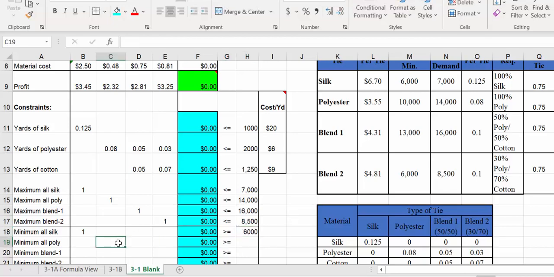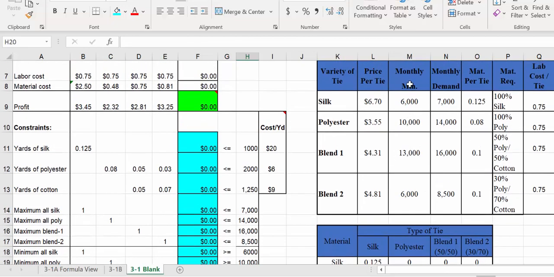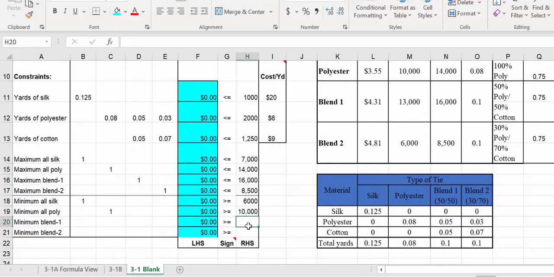And then for polyester, in terms of the minimum, take a look here. Minimum was 10,000. Next we're going to take a look at the minimum for blend 1. You can see the minimum is right here for blend 1, 13,000, and the minimum for blend 2 is 6,000. So we can pop that in. 13,000 and 6,000. It's very important that we have the ones in here. And we can test.